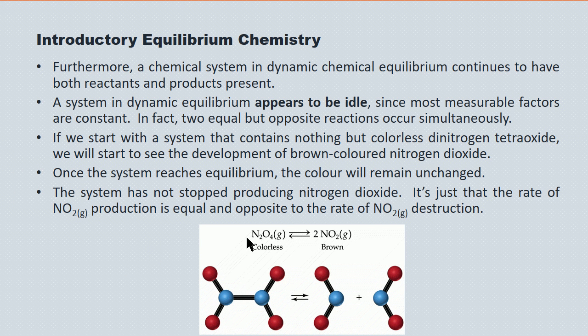So from left to right, the dinitrogen tetraoxide, which is colorless, is initially the only species present. So it forms the nitrogen dioxide, which is brown in color. So initially you see an increase in this brown color. Ultimately, once you start producing nitrogen dioxide, the reverse reaction takes place, and it's being converted back into dinitrogen tetraoxide. So that reverse reaction causes the brown color to fade as the nitrogen dioxide disappears. Ultimately, the system reaches equilibrium, where the forward reaction, the production of nitrogen dioxide, and the reverse reaction, the destruction of nitrogen dioxide, are in balance. So there's no further color change.